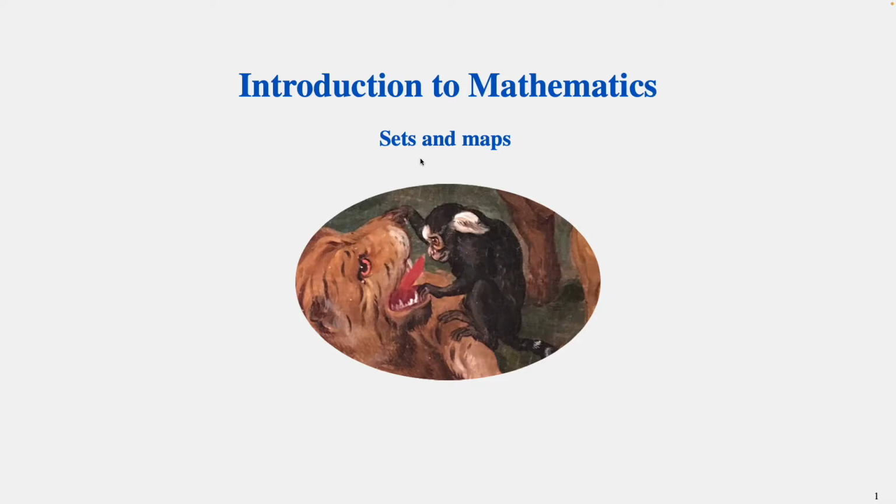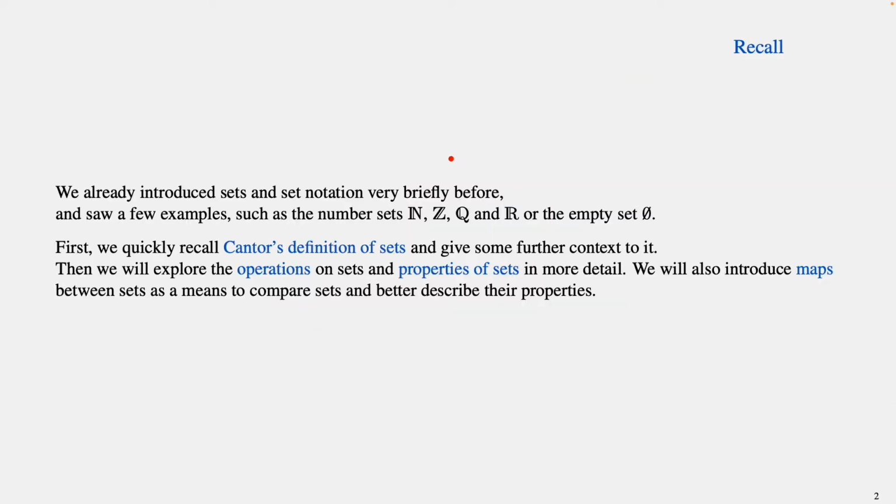Today we're going to talk about sets and maps. We already introduced sets and set notation very briefly before when we talked about logic, and we already saw some very important examples of sets, such as the number sets, the natural numbers N, the integers Z, the rational numbers Q, and the real numbers R. And we also learned about the empty set, which is a set that contains nothing at all.